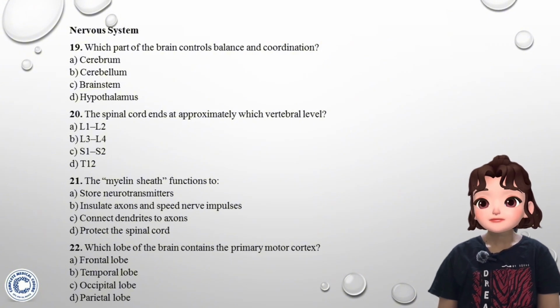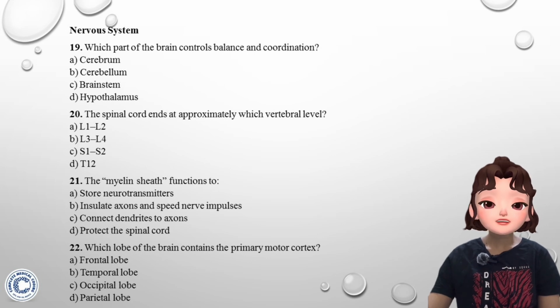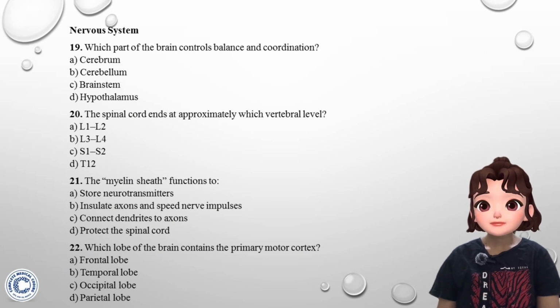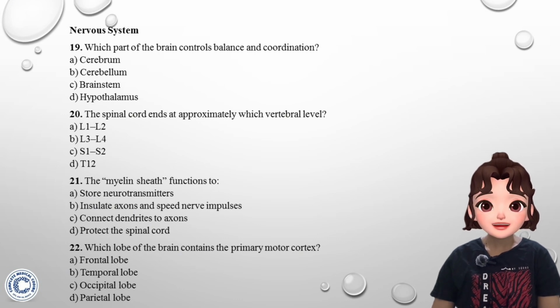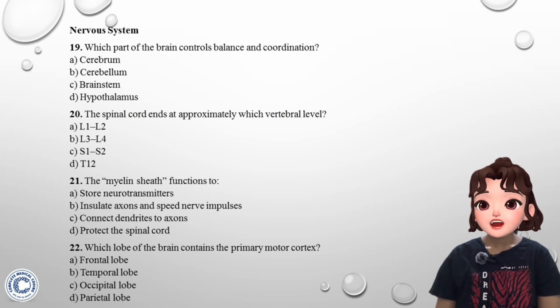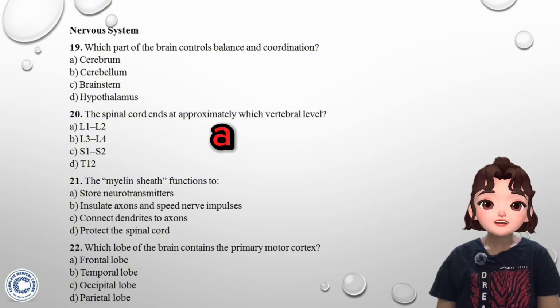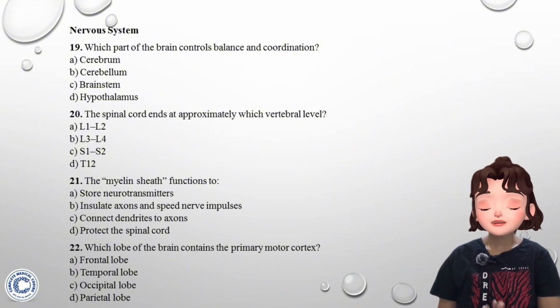Question 20. The spinal cord ends at approximately which vertebral level? Option A, L1 to L2. Option B, L3 to L4. Option C, S1 to S2. Or option D, T12. So at which vertebral level does the spinal cord end? Answer is option A, L1 to L2, lumbar part.